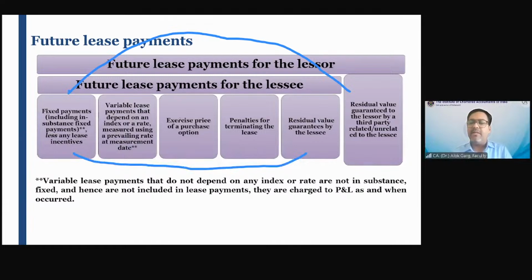For example, the yearly turnover comes out at 1 crore rupees and 2% of 1 crore is 2 lakh. Now lessee has to pay. What is the accounting for that? If the turnover is fixed on the measurement date, then it is okay.